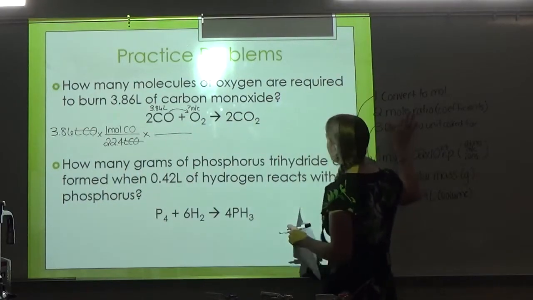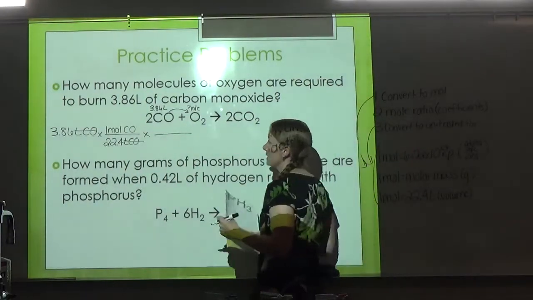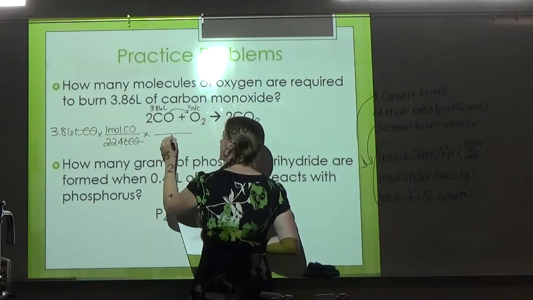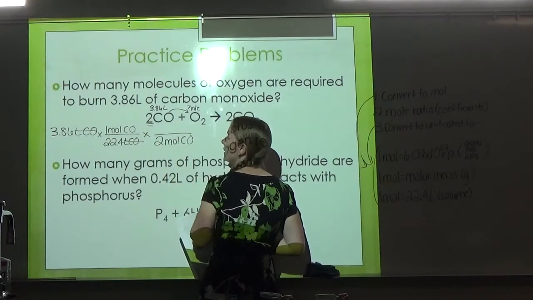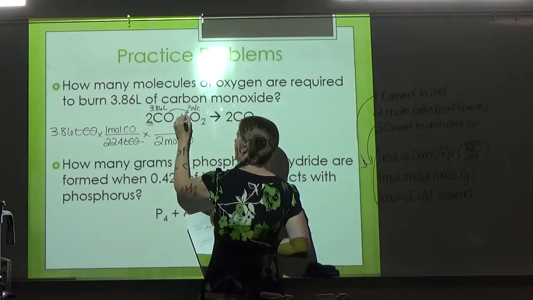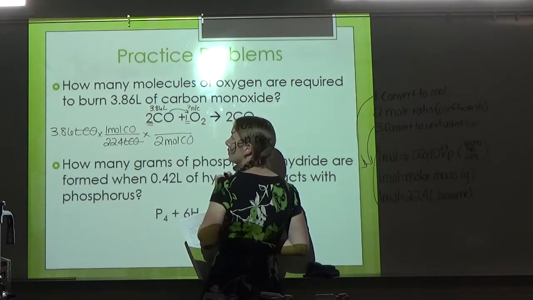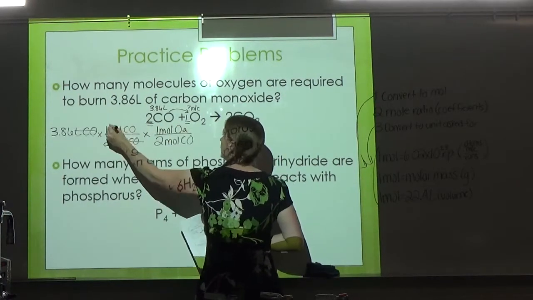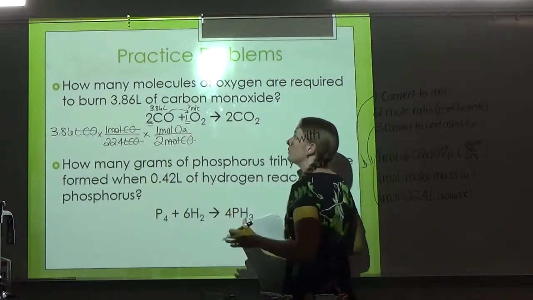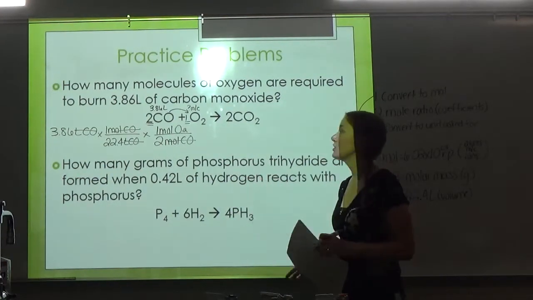So then step 2 is mole ratio. So I'm going to use my coefficients. So I can see I need moles of CO on bottom. Well, how many? Well, it has a coefficient of 2. So it's 2 moles of CO. We're trying to get to oxygen, which has an understood coefficient of 1, so that equals 1 mole of oxygen. So for every 2 moles of carbon monoxide, I need 1 mole of oxygen.